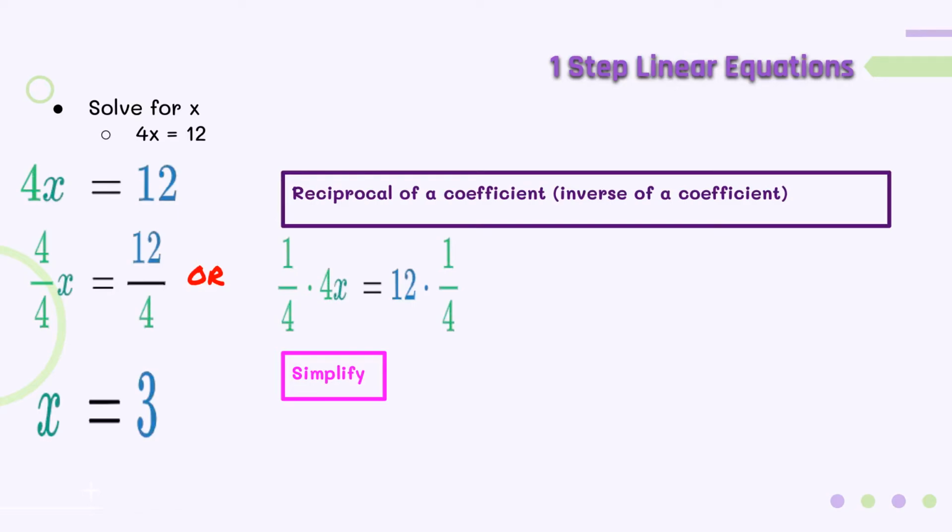So the reciprocal of my coefficient is 1 over 4. So I can multiply 1 over 4 times 4x. And if I do it to this side of the equation, I must do it to this side. And I have 12 times 1 over 4. An easier way of writing this is I'm going to divide both sides by 4, which is what I have right here. 4 divided by 4 is 1. 12 divided by 4 is 3. So x equals 3.